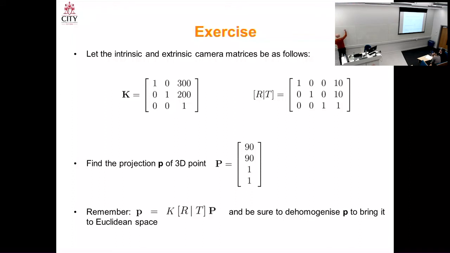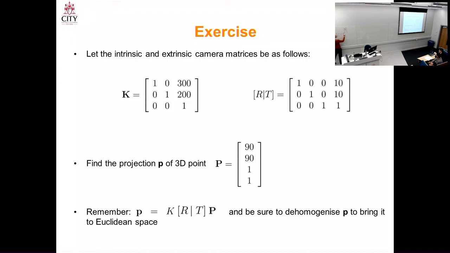Okay, so we've got this point P, it's at 90, 90, 1, and then here's the W component, so I made it a homogeneous coordinate, right? So what I need to do is multiply P times the extrinsic matrix. My extrinsic matrix is up here. I'm just going to put these things next to each other, it makes it a little bit easier to do the matrix multiplication. So here I've got 1, 0, 0, 10, and then I've got 0, 1, 0, 10, and then I've got 0, 0, 1, 1.